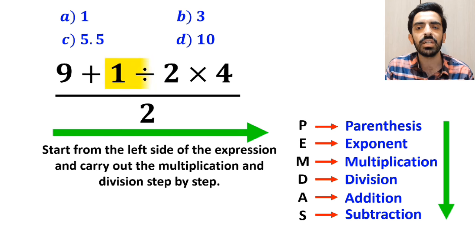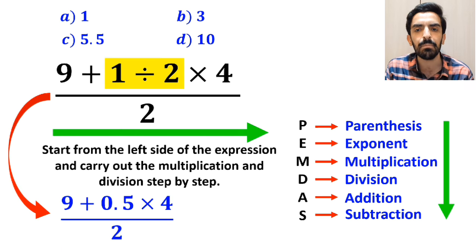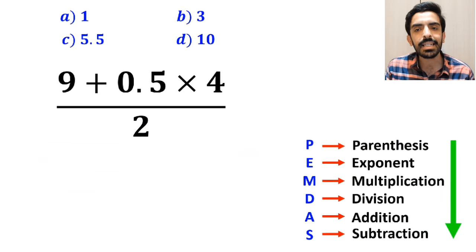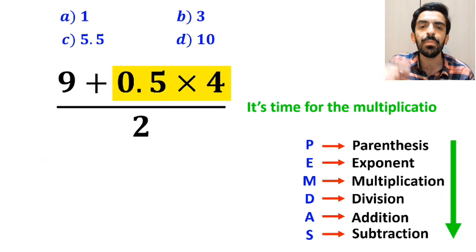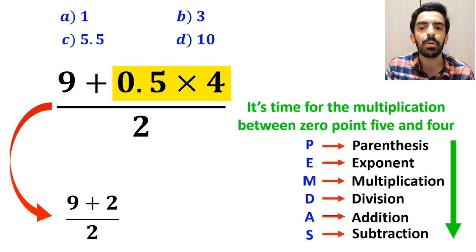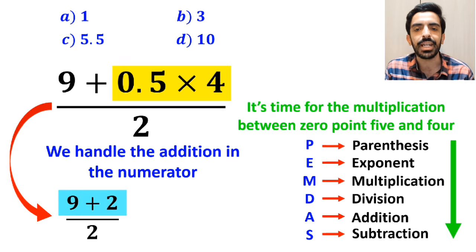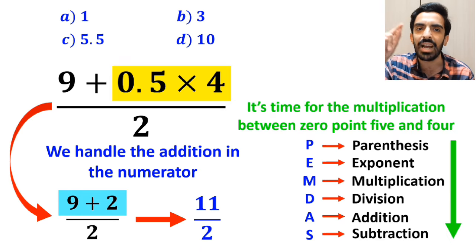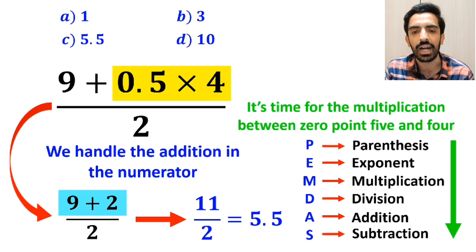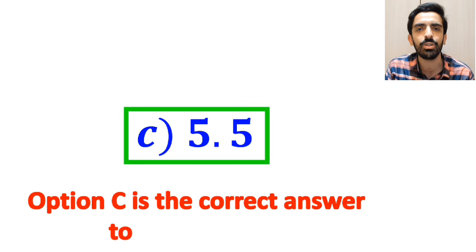So, first we go for the division between 1 and 2, and we can write the whole expression as 9 plus 0.5 then times 4 over 2. And the next step, it's time for the multiplication between 0.5 and 4, which simplifies this expression to 9 plus 2 over 2. Finally, we handle the addition in the numerator and simplify this expression to 11 over 2, which ultimately gives us the answer 5.5. Therefore, option C is the correct answer to this question.